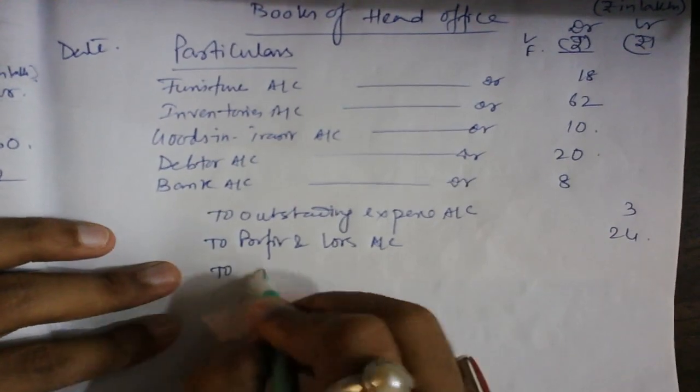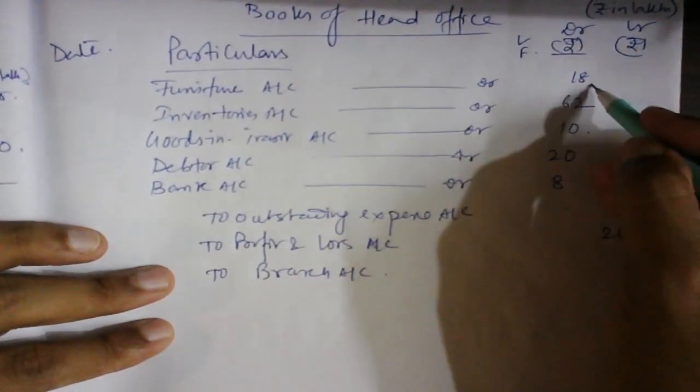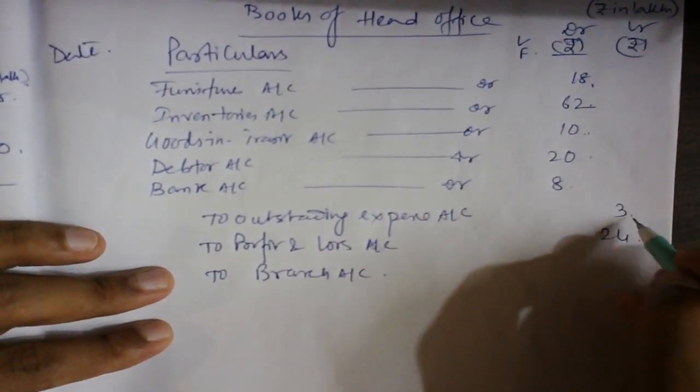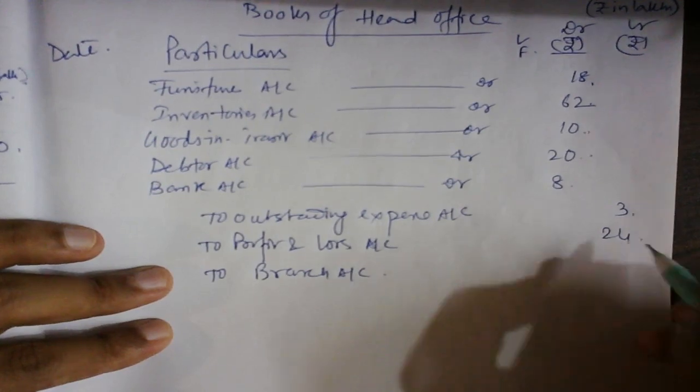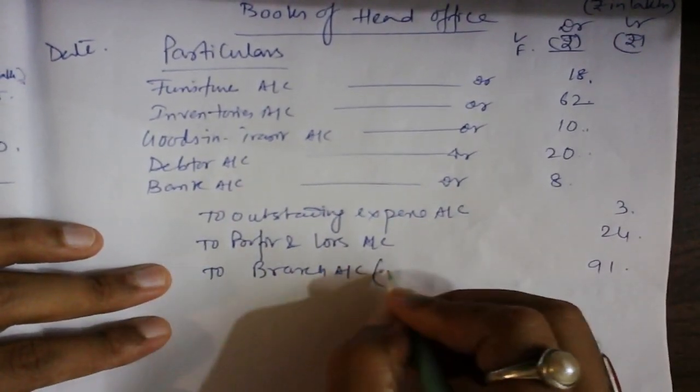So the balance left with the branch is 18 and 62, 80, 90, 110, 118, 115 and 24. 115 and 24 means 115, 15, 91. So 91 lakh is the balance. You can say balancing figure.